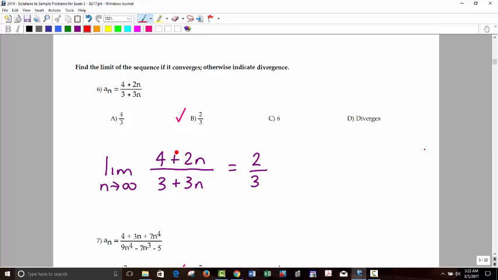Limit of the sequence. I didn't show much work here. You could technically do L'Hopital's if you want to. That would work, obviously. But then you can also look at this as the same power top and bottom. So, and we know we're going to infinity, so it's going to be 2/3. So however you want to do it, it's fine.